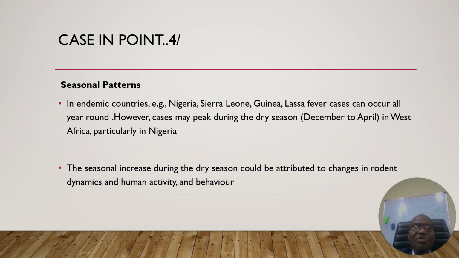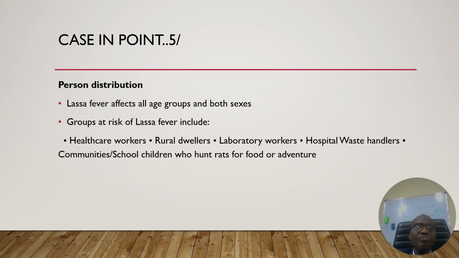However, the peak season is during the dry season, December to April, in West Africa, particularly in Nigeria. The seasonal increase during the dry season could be attributed to changes in the rodent dynamics and human activity and behavior. Distribution: all age groups and both sexes are equally affected.